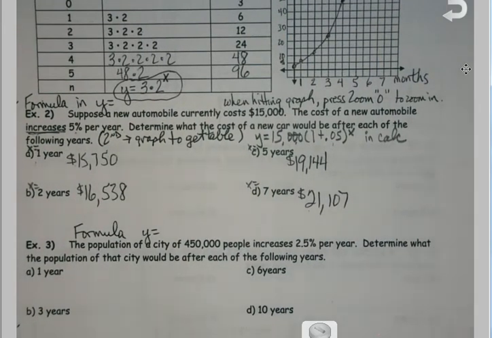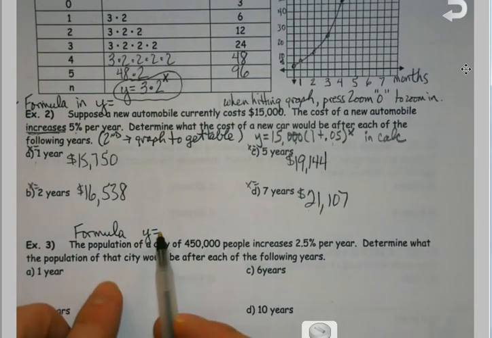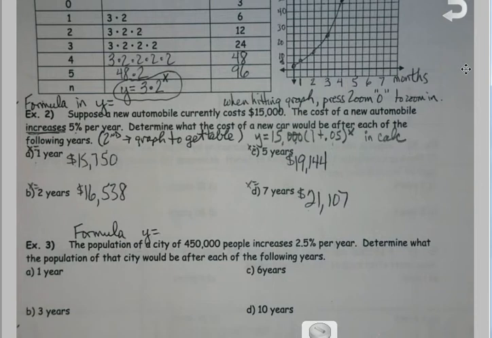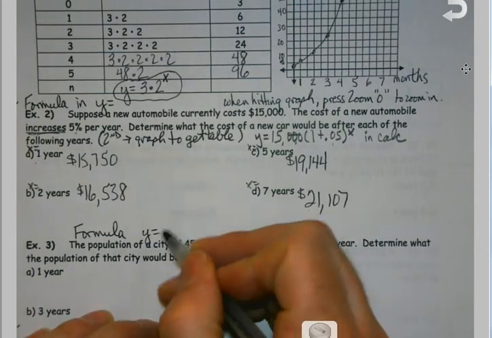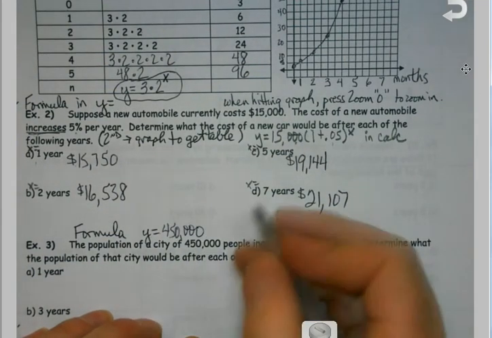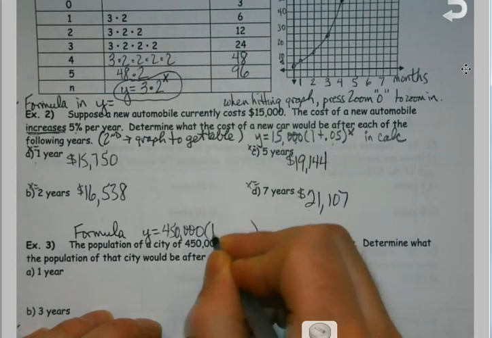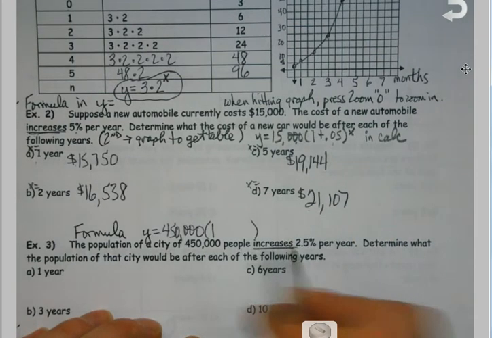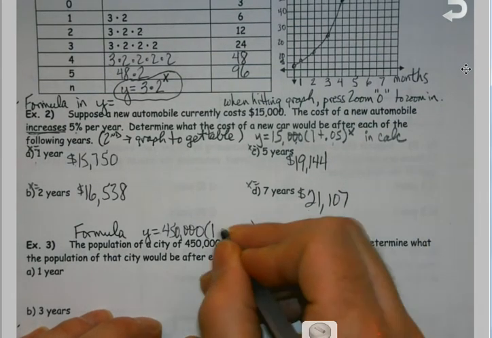So here, okay, we always start with y equals. So we have a city here. So how many people am I starting with? 450,000. And then it's always going to be 1. It's increasing, which means it's plus.